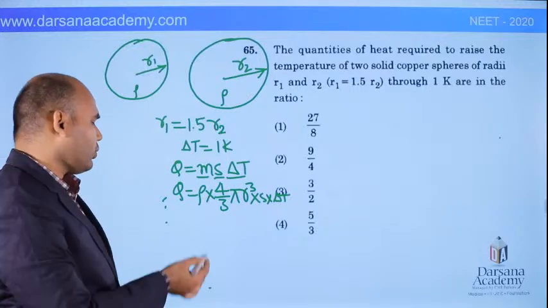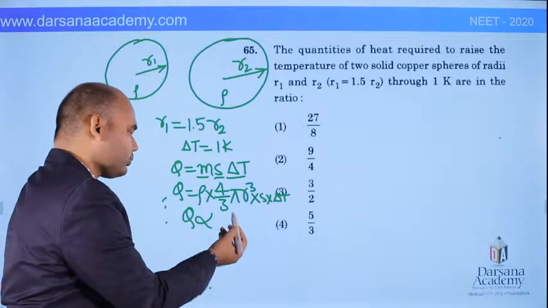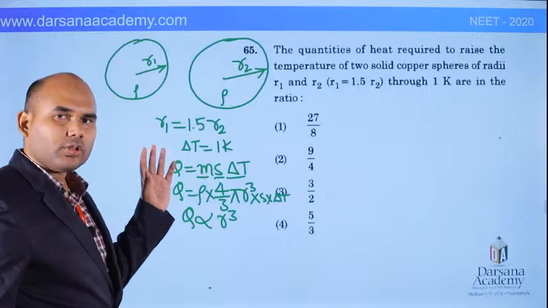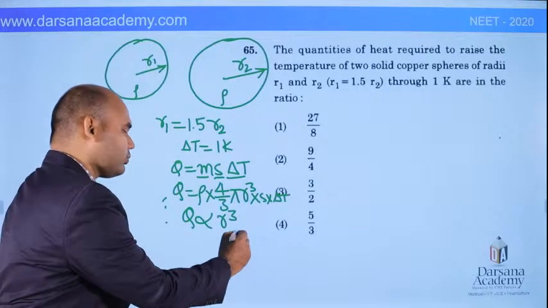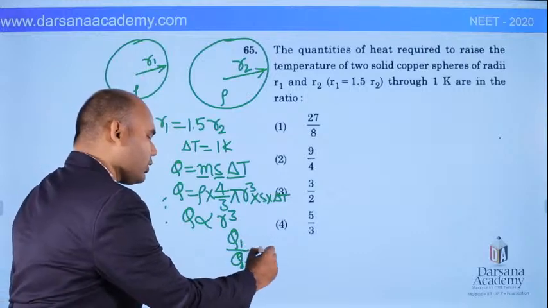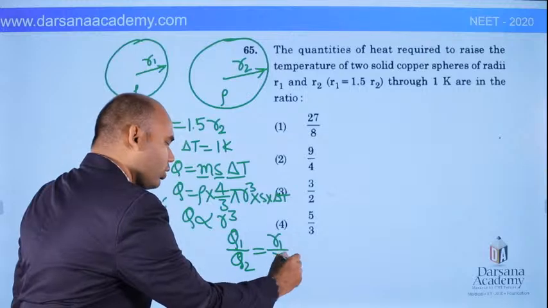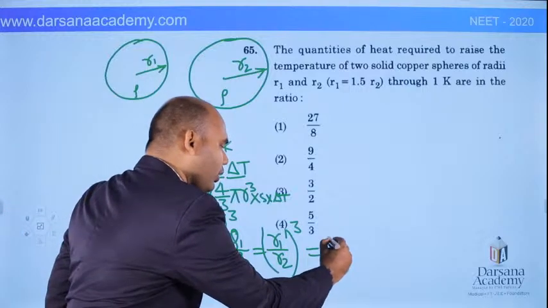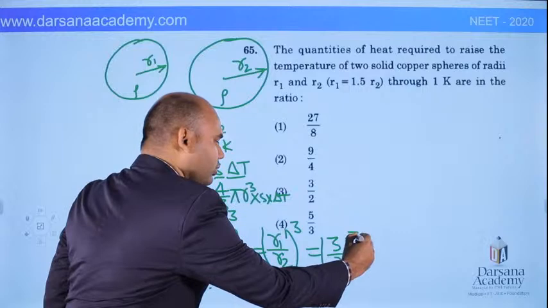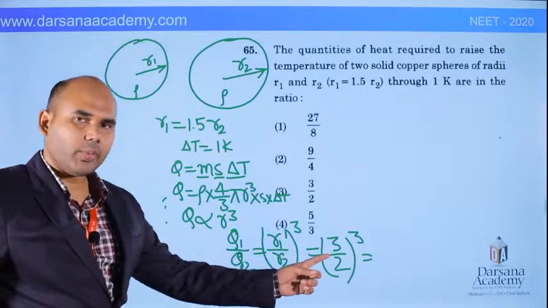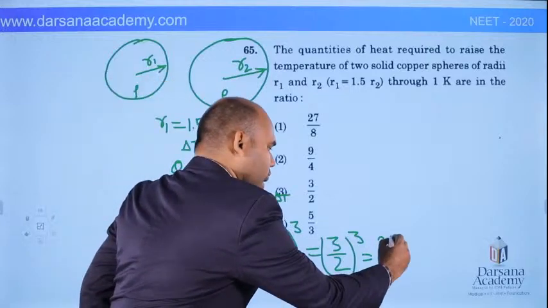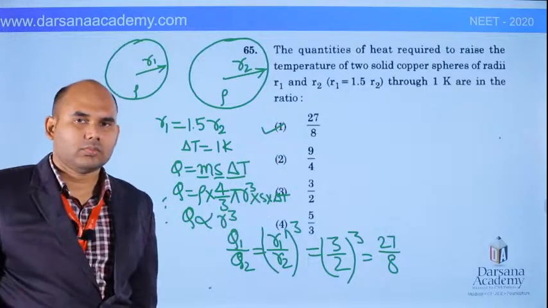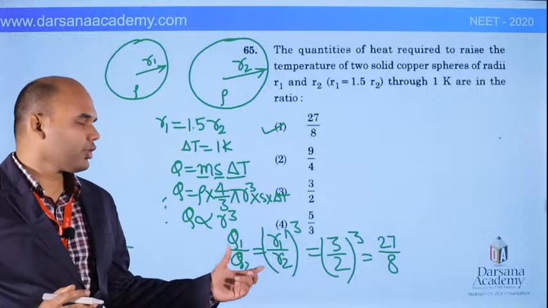Clear? So we can say Q is proportional to only R to the power 3, because all the remaining are the same for both the spheres. So from here you can write Q1 by Q2 is nothing but R1 by R2 to the power 3, and it is what? 1.5 means what? 3 by 2 to the power 3. So it will be 27 by 8. So which option is correct? This one, the first. Okay. So a simple problem.